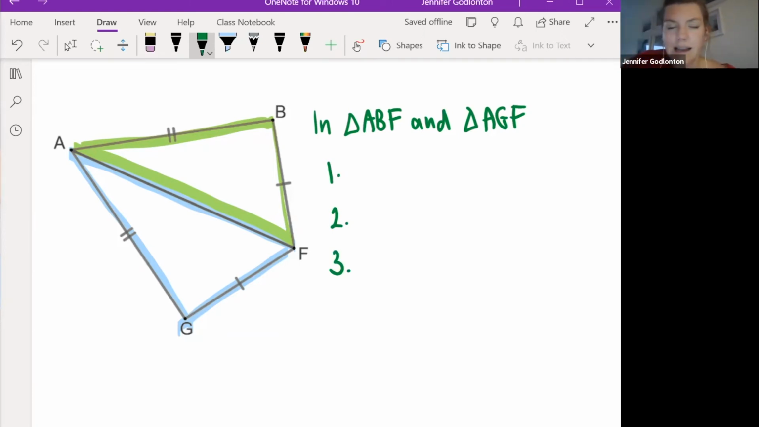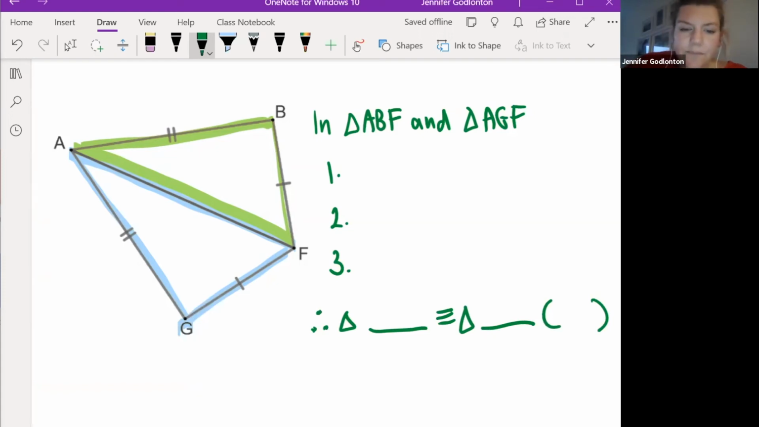So I like to label them 1, 2, 3, because that always makes sure then we get it right. And then we end with our conclusion of therefore this triangle is congruent to this triangle, and we give our reason. Okay, so whenever we do a congruency proof, it looks like this.